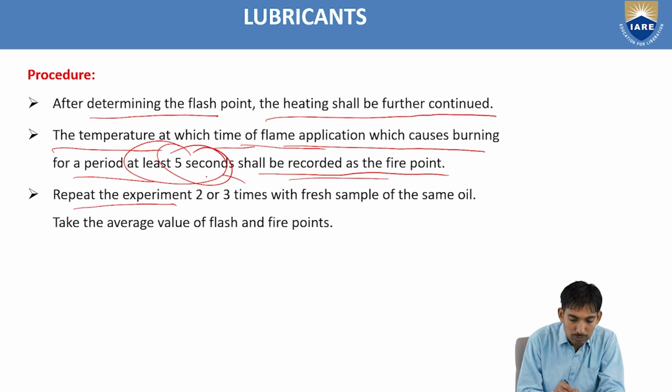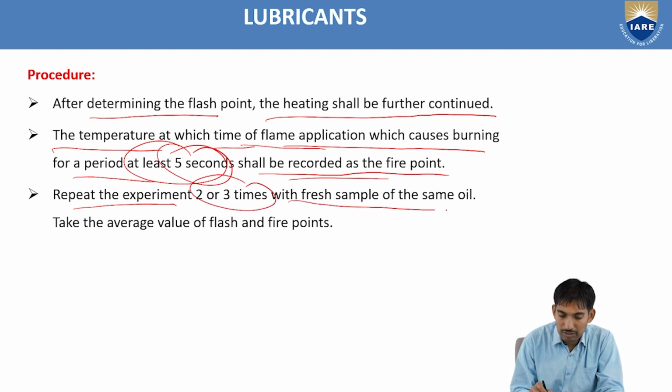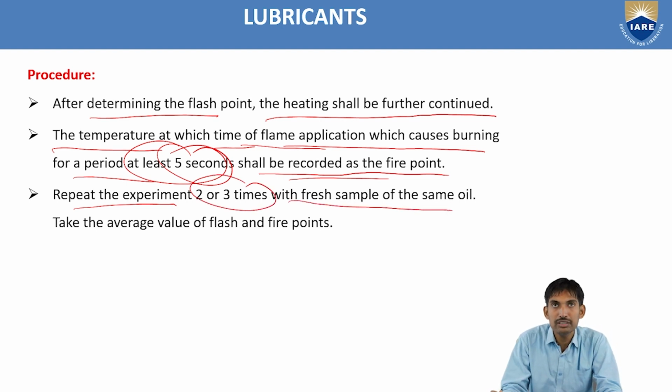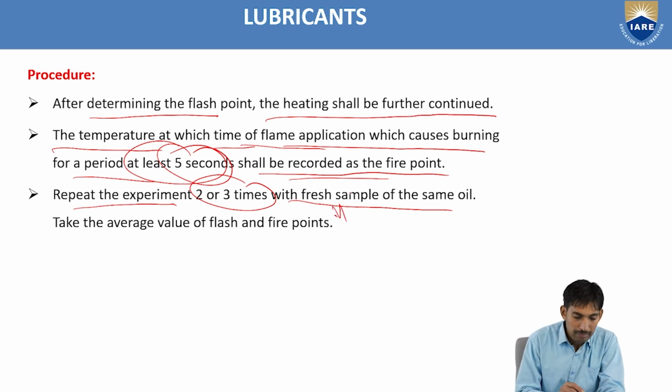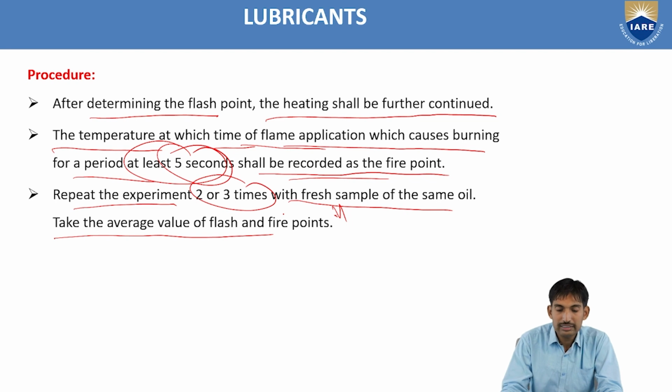Repeat the experiment 2 or 3 times with a fresh sample of the same oil. Take the average value of the flash and fire points. By using the Pensky Martin instrument, we can measure the flash and fire point. First we will get the flash point, then after that we will get the fire point.